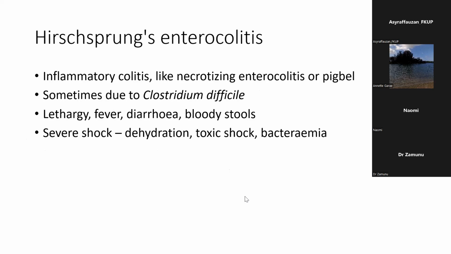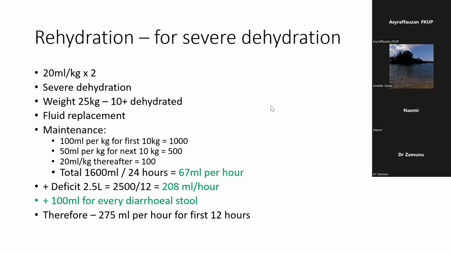And the treatment for a toxic megacolon is like an inflammatory colitis, a bit like pig bell or necrotizing enterocolitis. Sometimes it's because of Clostridium infection. And the children present with severe lethargy and fever and diarrhea and bloody stools, just as if they had pig bell. They usually have severe shock from dehydration, but also from toxic shock from the bacterial infection as well. So the treatment for this is rehydration. So the rehydration for severe dehydration.